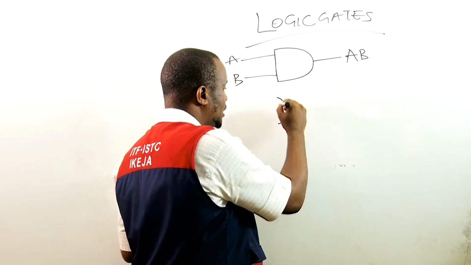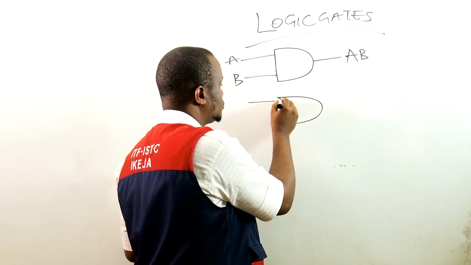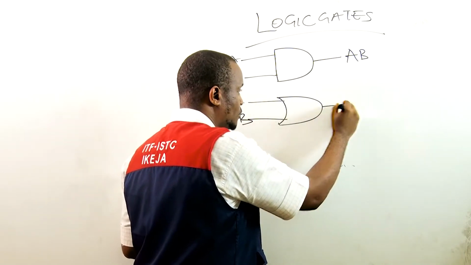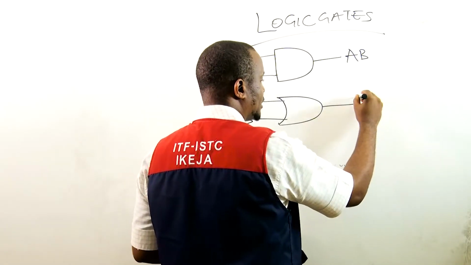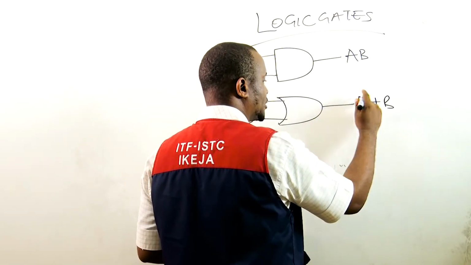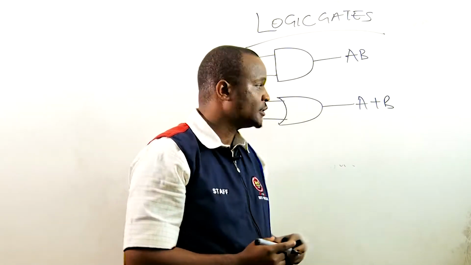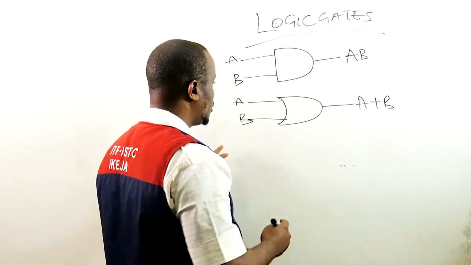Another one is the OR gate. This is how we draw it, like an arc with 2 inputs, A and B, with a single output. And what is that? A plus B, but actually it is called A OR B. That's how we pronounce it, not A plus B. This is how we draw the OR gate.